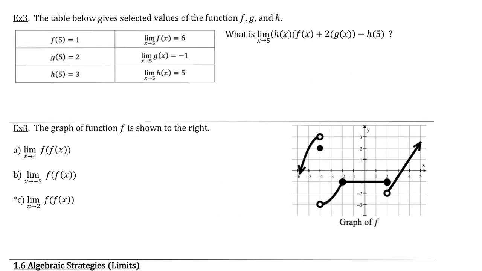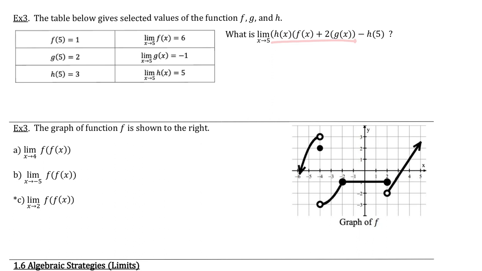Okay, example 3, the table below gives selected values of the function f, g, and h, and these are limits, and these are function values. It says, what is the limit as x approaches 5 of h of x times f of x plus 2g of x minus h of 5? Okay, so the limit as x approaches 5 is applying to here to here. Okay, so I'm going to try to apply the limit as x approaches 5 to each of these individual functions, and then I can deal with the results.